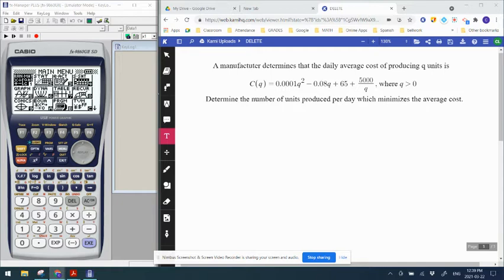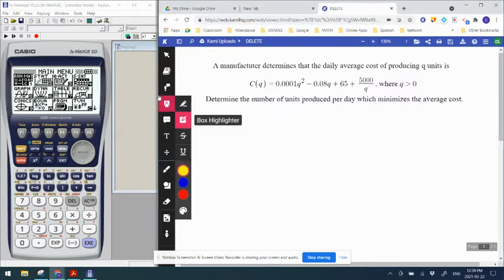Whether you're using your calculator or not, you always have to start these questions by determining which variable they want you to find. Do they want you to look for C of Q, which is the Y value on your calculator, or do they want you to look for Q, which is the X value of your calculator? So what they're looking for is usually in the last sentence.